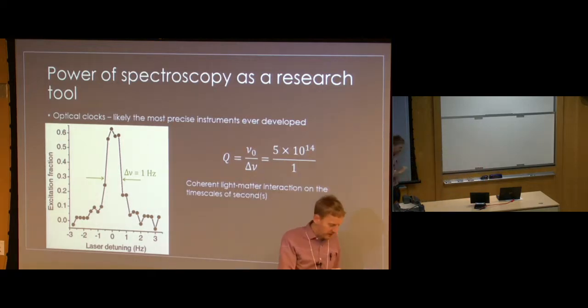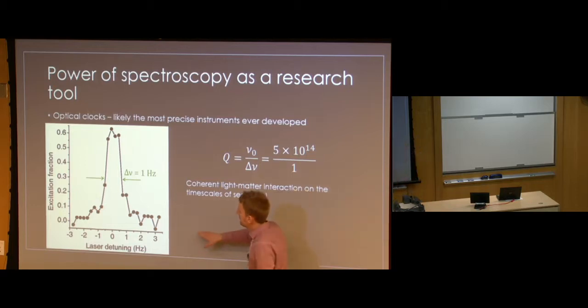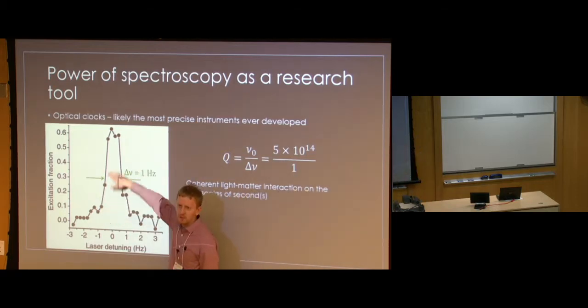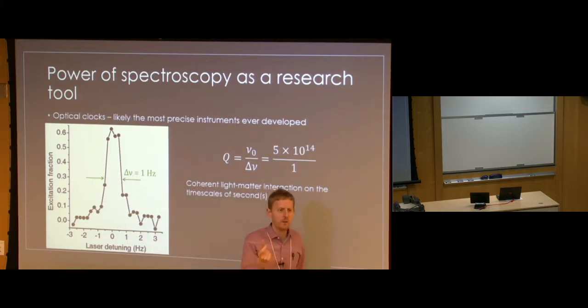I can't really tell you how the clock works in the interest of time, but we have a way of very, very precisely measuring energy levels. In this case, it's in the ytterbium atom. And we take a laser and we sweep its frequency. And as we do so, we see something happen here. This tells us that we found the resonance. And we found it to within a width of about 1 hertz.